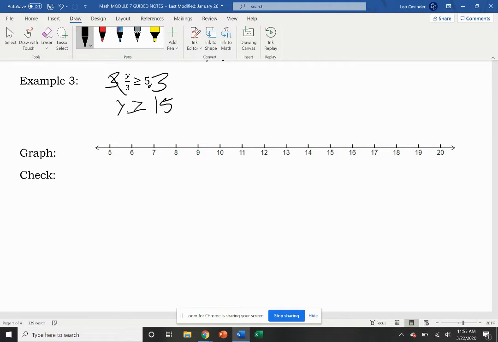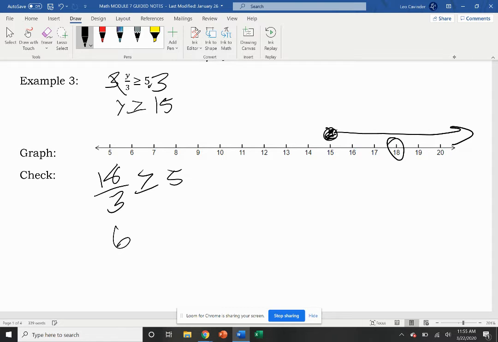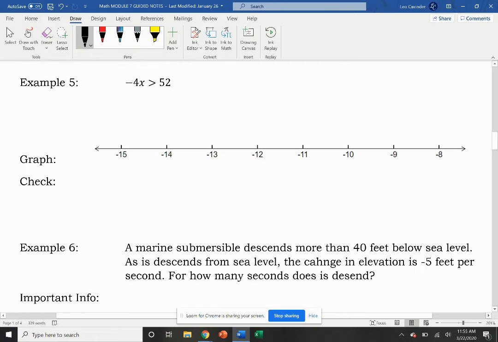So we're going to plot it. It is a closed circle, so on 15, we're going to close it. We're going to look at the arrow. We're going to go in that direction. I'm going to use 18 to verify it. So 18 divided by 3 is greater than or equal to 5. 18 divided by 3 is 6, which is greater than 5. We know that is true. Okay, and that's all you do. So it's just like one-step equations, except you're applying them on the number line.